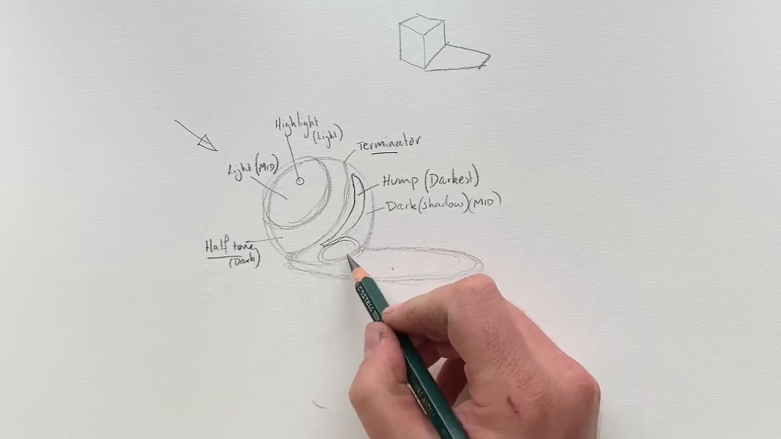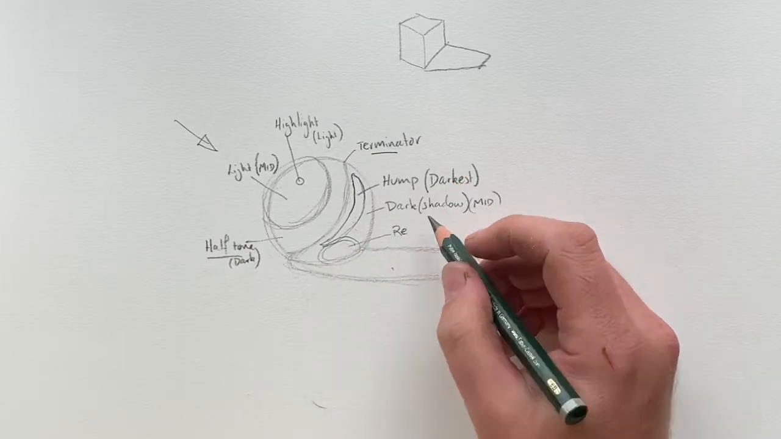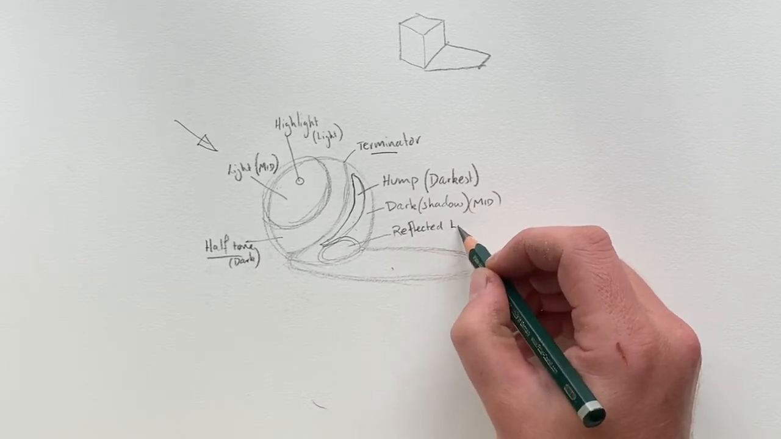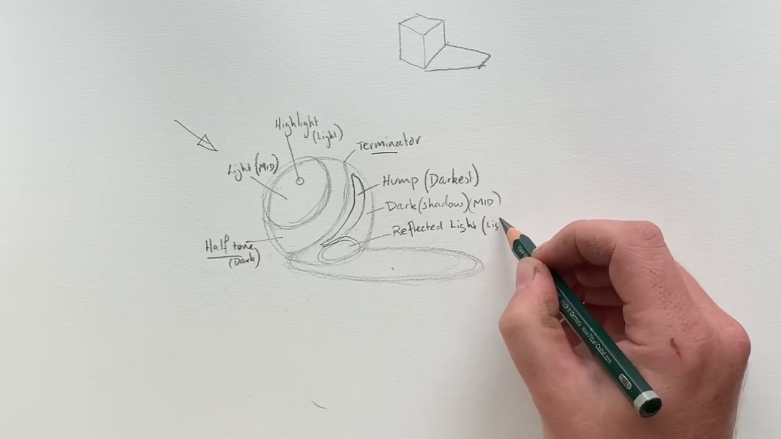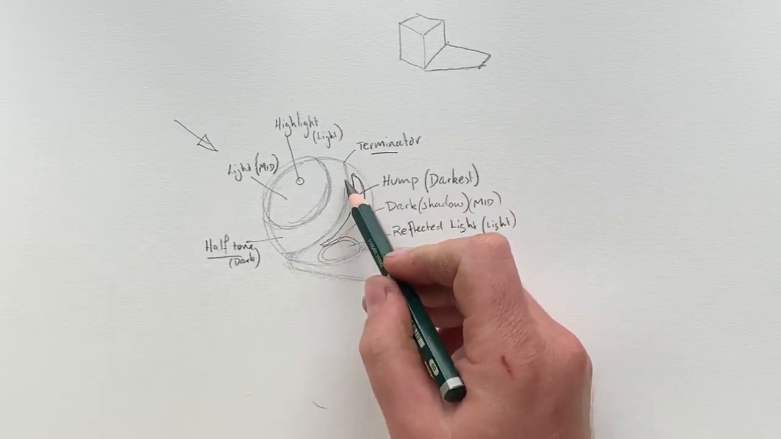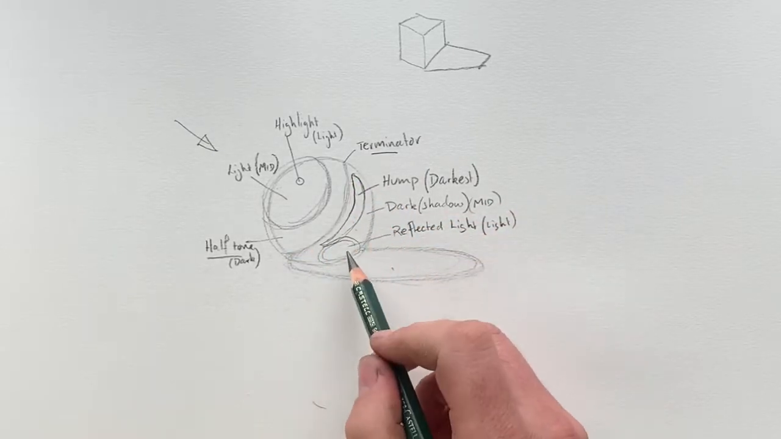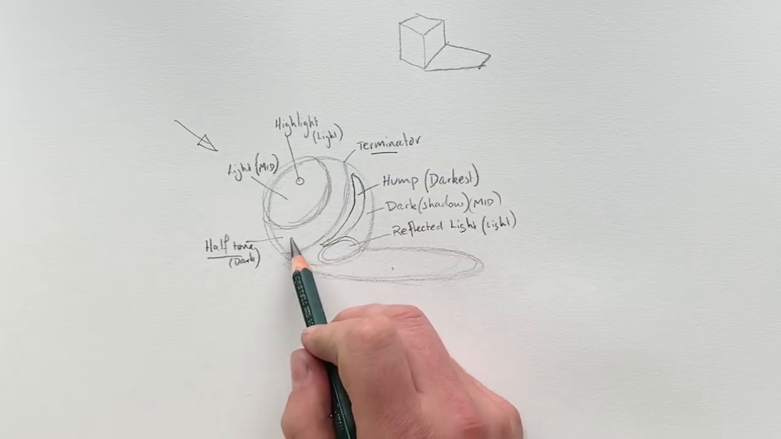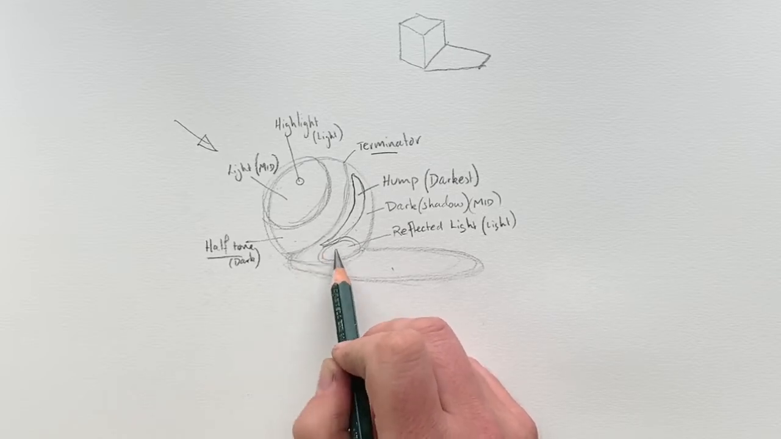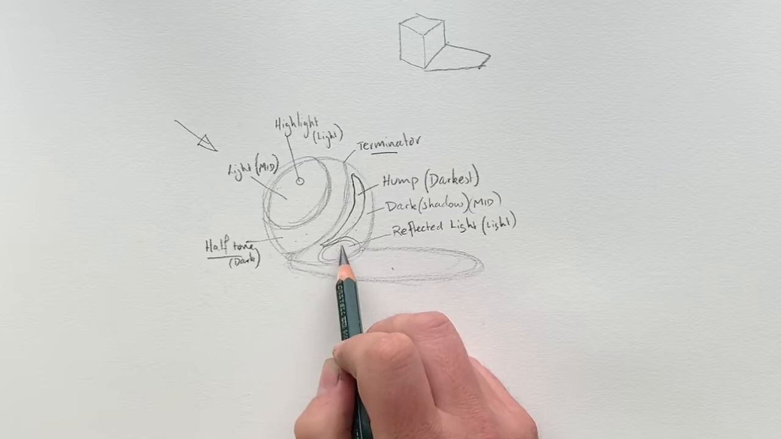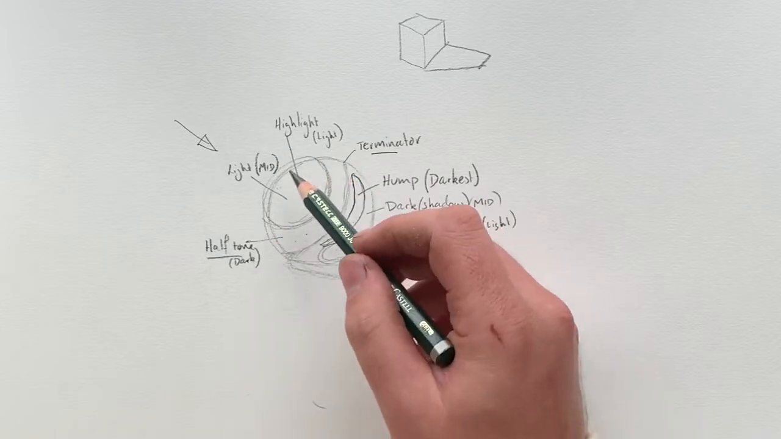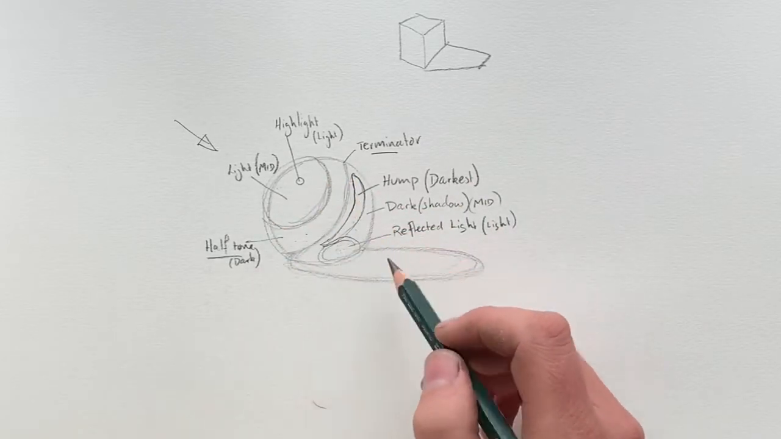The last part is this area down in here, which is the reflected light, which will be the lightest part of this form. The interesting thing is that often the reflected light and the halftone are the same tone. They are often a linking tone from one part to the other, which creates cohesion in the whole if you have tones that link across the form.